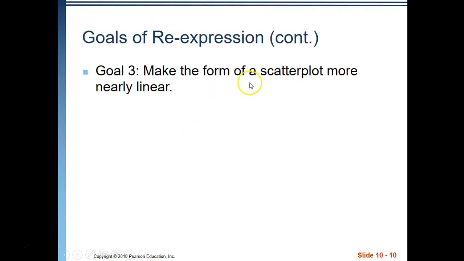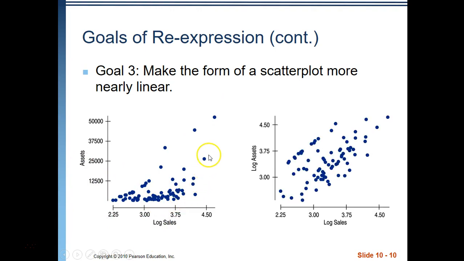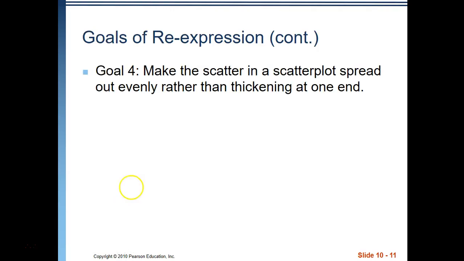Goal 3: make the form of a scatter plot more nearly linear. As you're looking at this, that's assets, that's log of the sales. And it's kind of bending. There's log of the assets as well. I logged both of them, and now it's appearing more linear. I logged one, there was a bend to it. Now I logged both, X and Y, and it appears to be more linear. You're trying to make the data fit and make it more linear.